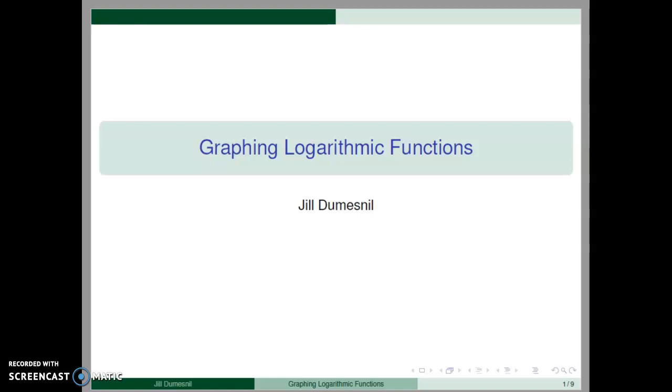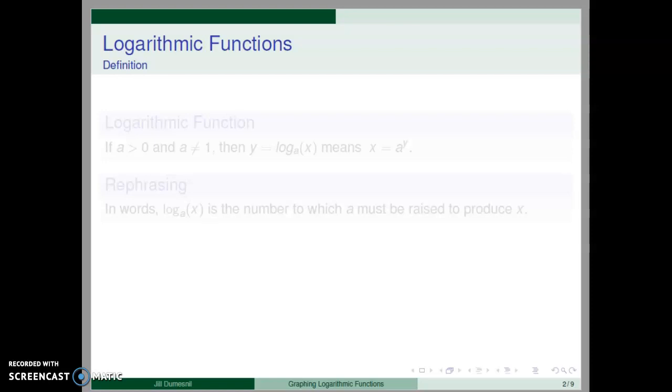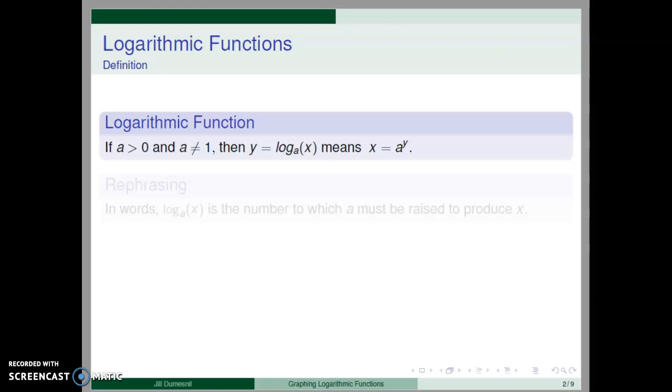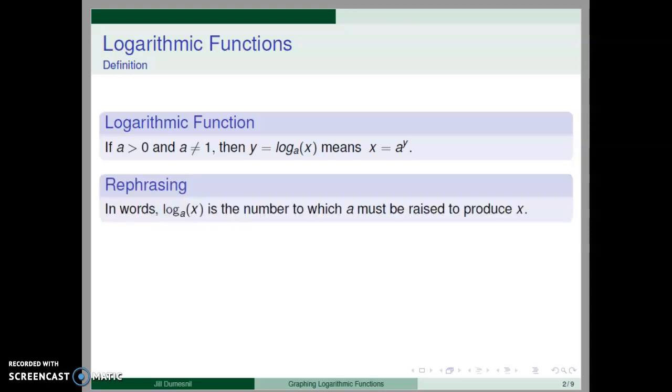In this video, we consider the graphs of logarithmic functions. Let's review the formal definition of logarithmic functions. For positive a not equal to 1, we have that log base a of x equals y if and only if x equals a to the y power. To rephrase another way, log base a of x is the exponent to which the base must be raised to produce x.